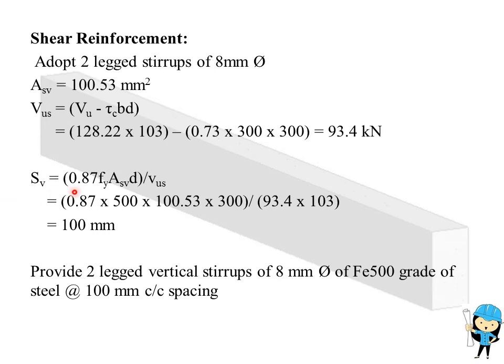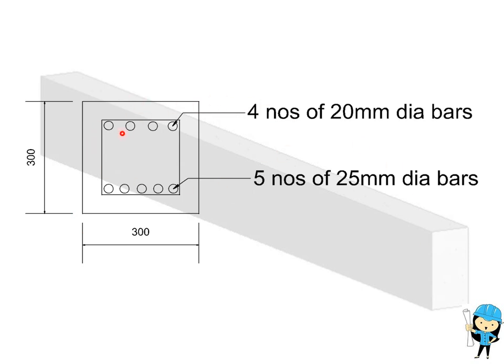Next is spacing. Sv is equal to 0.87 into fy into Asv into D divided by Vus. So 0.87 into fy value is 500, Asv value is 100.53 mm square, D is equal to 300 divided by Vus value is 93.4 into 10 power 3. Therefore, we will get the spacing as 100 mm. So provide 2-legged vertical stirrups of 8 mm dia of Fe 500 grade of steel at 100 mm center to center spacing. So this is the reinforcement detailing of the beam which we have designed now.